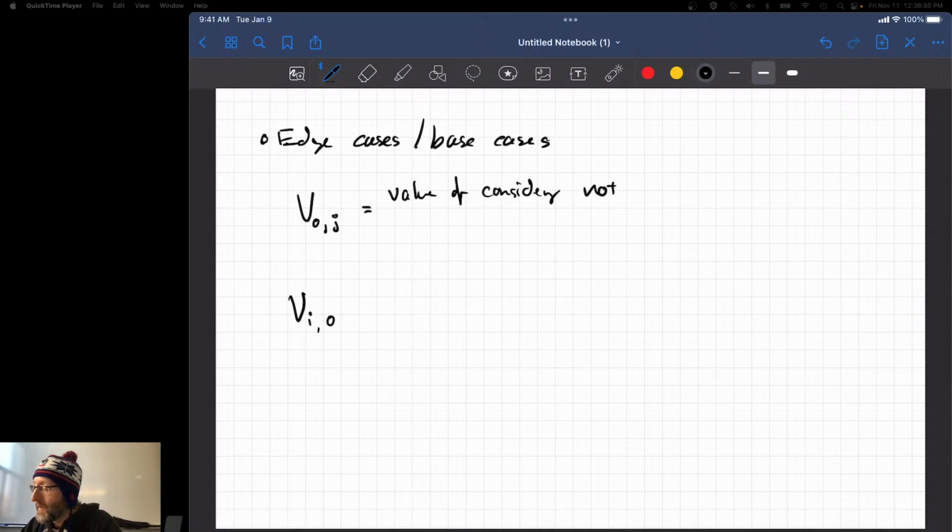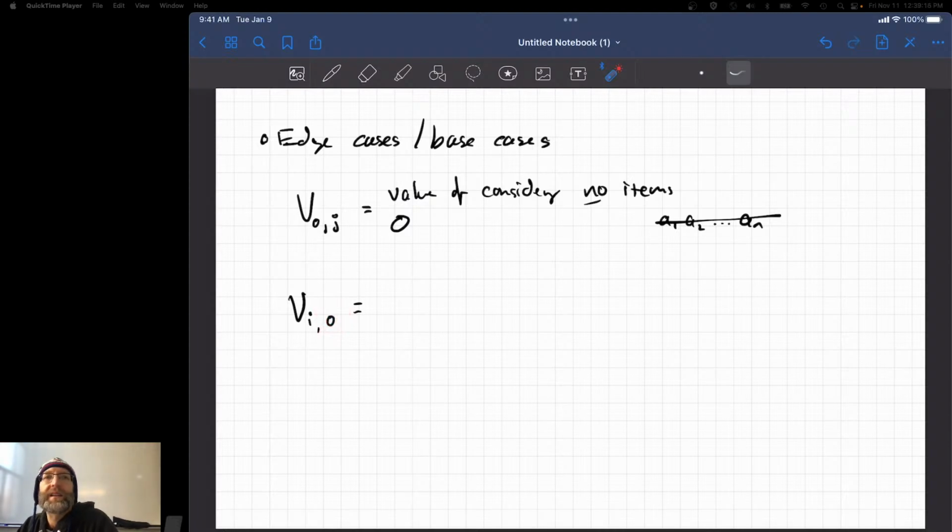no items, right? In other words, you're starting out at i as 0. The items are 1, 2, dot, dot, dot, an. So what if you don't consider any of them? What's the value? 0. All right? Because you didn't take anything. Again, what if you don't have any weight capacity at all? You can't carry even a single item. What is the value? 0, right? This is no capacity.